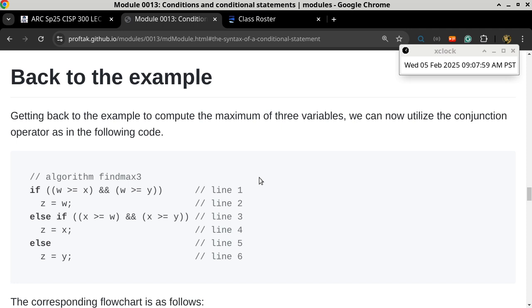So if these two conditions fail, then we fall through to the last else here, which means at this point, I know that Y has to be the maximum. I don't need to compare anymore. And so I store the value of Y into Z, which is basically what the algorithm is supposed to do, which is find the maximum between W, X, and Y, and store that maximum into variable Z.